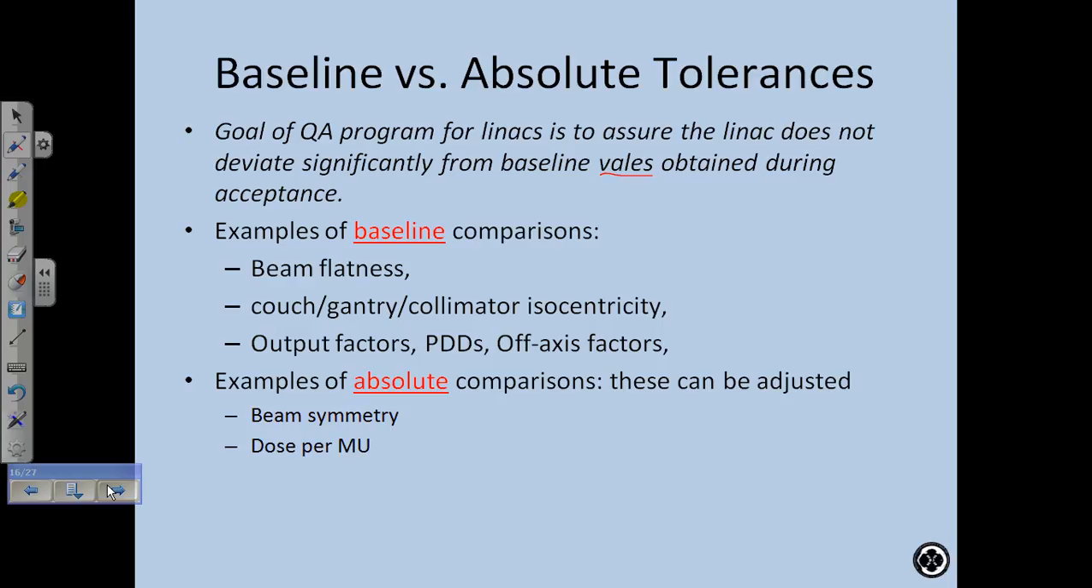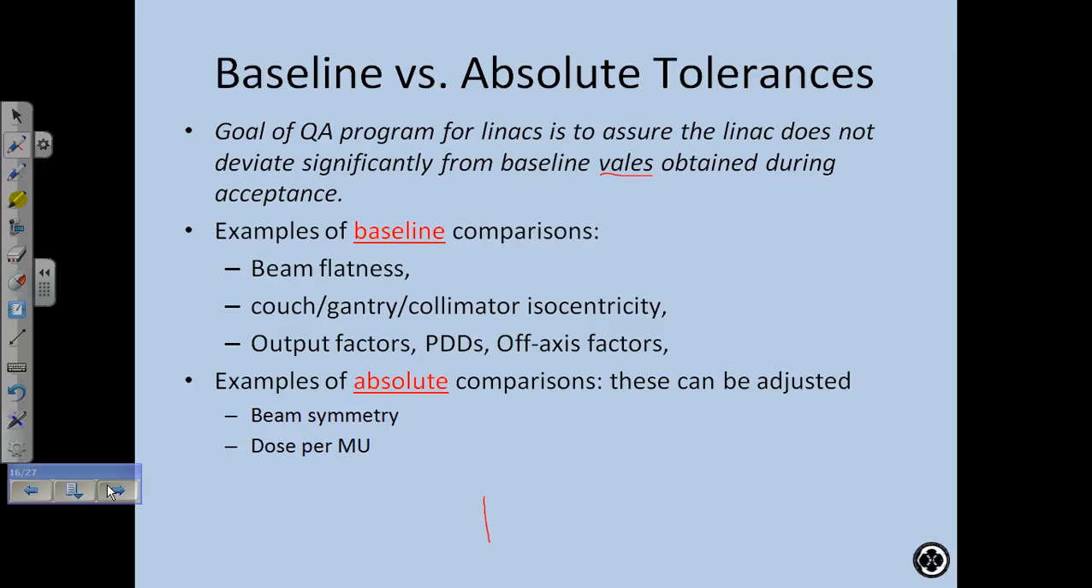So here are some examples of baseline comparisons. Beam flatness. When you accept your machine, your beam flatness could be 2% for a particular energy. Every time you measure beam flatness, you want to compare it to that 2%. If it changes, say it goes to 1%, that's better, right? 1% is better, but it's different than what you originally measured, so you need to look and see why it's different. Actually, I shouldn't say it's better, because we know that flatness changes, right?